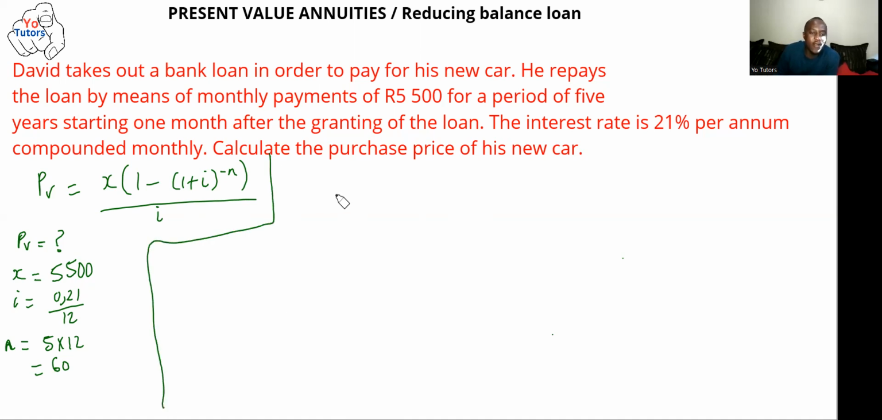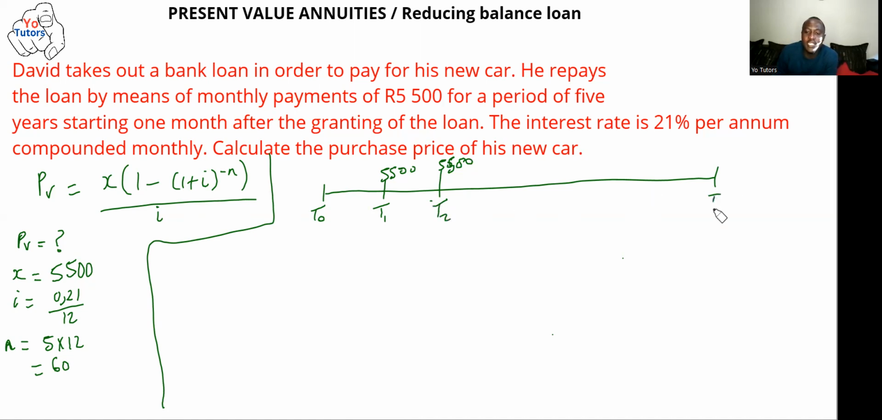Then we come here and say, okay, what is our PV? We substitute the values now, because in this case we have the gap that we want. Let me just put it here. At T0, we're not paying anything. At T1, we start paying 5,500. T2, 5,500 again. It's T2 until Tn, which is T60, which is going to be 5,500. Then the loan is actually paid up. So in this case, this is the gap that we want, and it's fine like that.